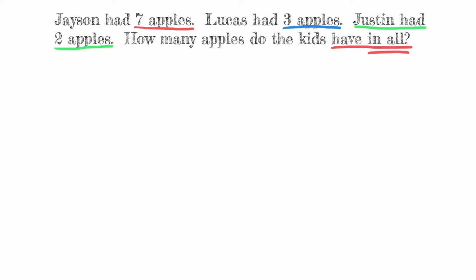I'm going to draw this out to help me add this all up. We want to make sure we make labels on these. And I want you to do the same. So I'm going to label these. I'm going to put down J-A for Jason. I'm going to put Lucas for Lucas. And I'm going to put J-U for Justin.